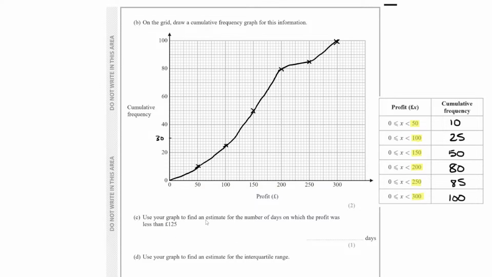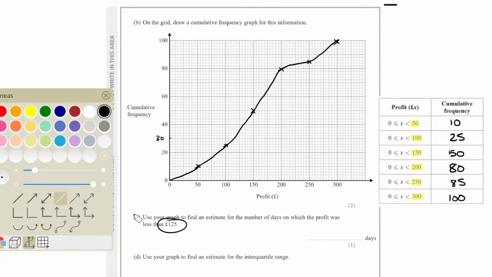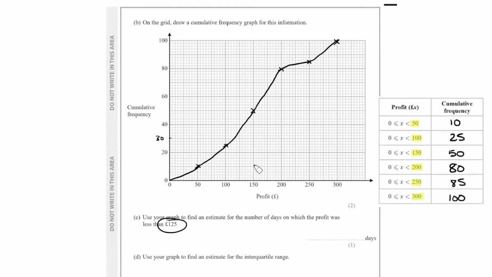So part C, use your graph to find an estimate. It's an estimate because, again, it's not drawn very accurately, and also our numbers are just rough within a range, aren't they? So we don't know the exact numbers. Find an estimate for the number of days on which the profit was less than £125. Now, because they've given us £125, we need to start on the axis that is in pounds, which is the x-axis. So as long as you know which axis you're working from, that's the most important thing. So you'd get your ruler, obviously a pencil, and 125. 125 is exactly halfway between 100 and 150, isn't it? So make sure you're drawing your line here.